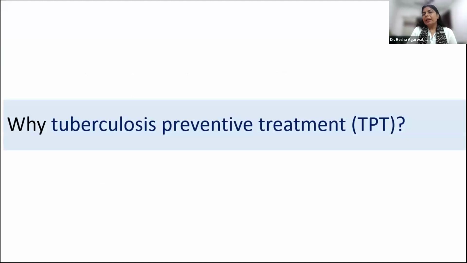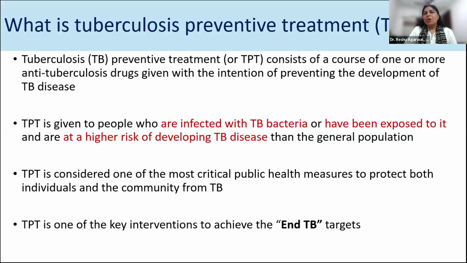So, talking about why TPT. You all know what TPT, or tuberculosis preventive treatment, is. It consists of a course of one or more anti-TB drugs, which are given with the intention of preventing the development of TB disease. Usually these are given to people who are infected with TB bacteria, or who have been exposed, or those who are at a higher risk of getting TB disease than the general population. TPT is considered one of the most critical public health approaches and is a key intervention for eliminating TB or reaching the end-TB targets.